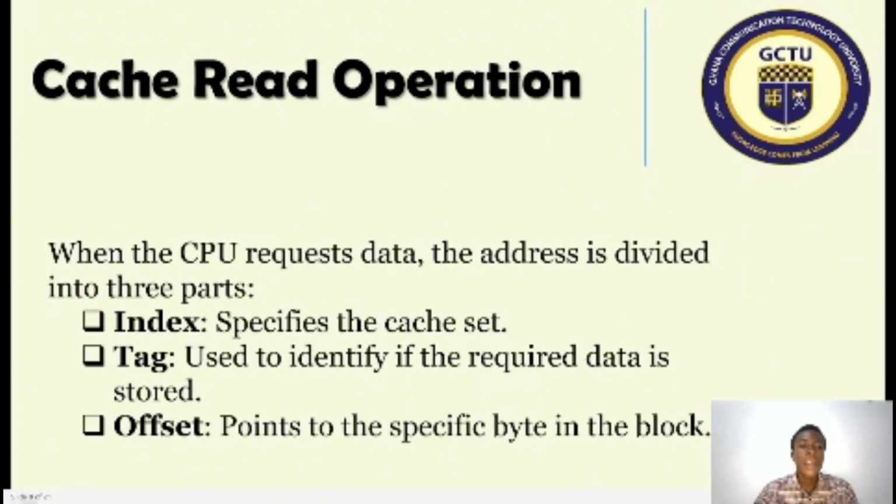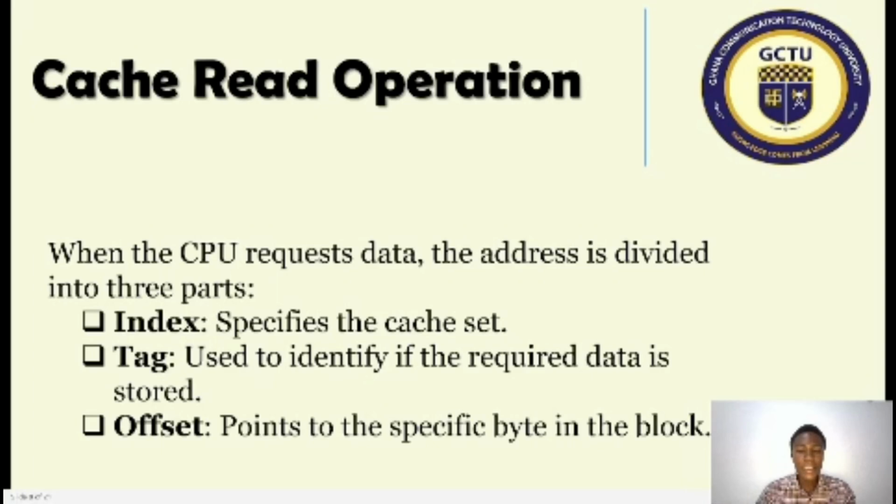We are talking about the cache memory, and the next subtopic is the cache read operation. So, this is going to let us know how the CPU gets data for its processes. When the CPU requests data, the address is divided into three parts, which are the index, the tag, and the offset. As we all know, the CPU needs data.